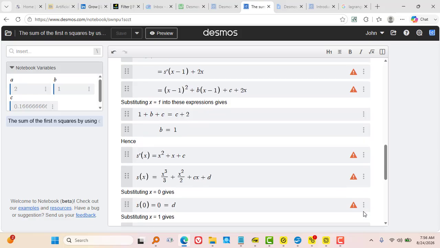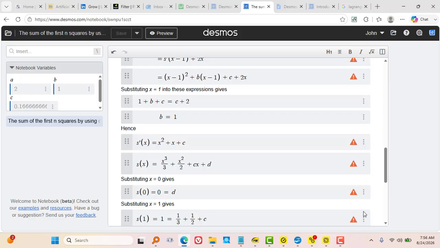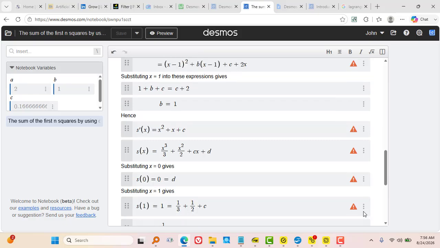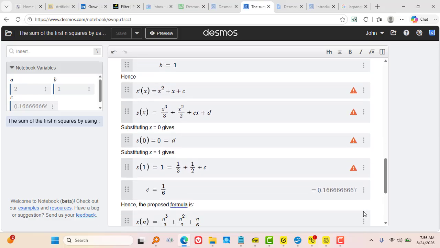Plug in 1, plug that in. 1 is equal to a third plus a half plus c, and that tells us c is equal to 1/6. And we get our proposed formula.